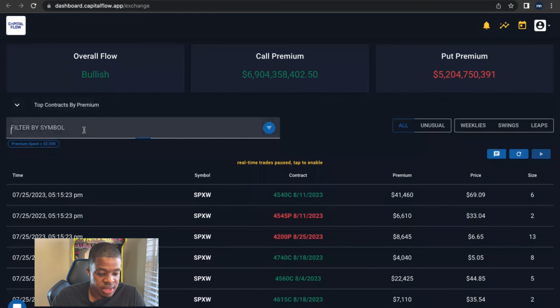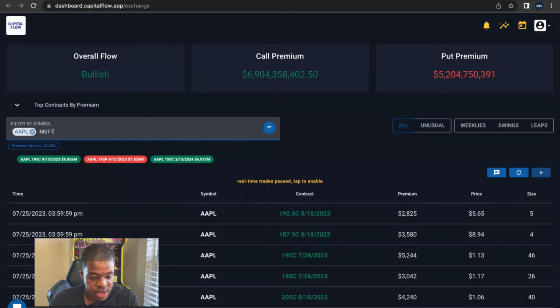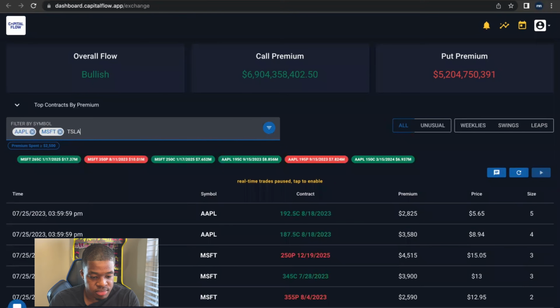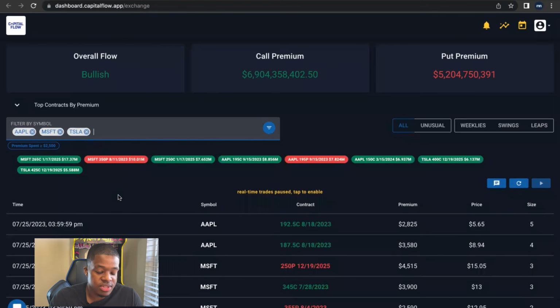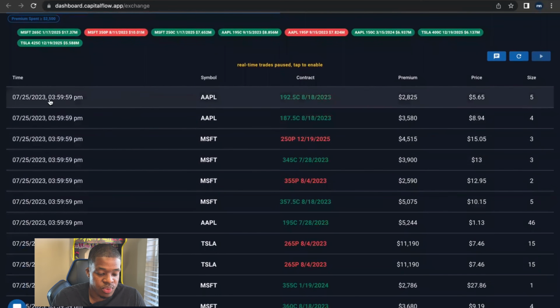So close that. Below there, we have the filter by symbol. So this is where you can actually search and watch names that you want to see the flow come in for in real time. So let's say you like to watch Apple, Microsoft, and Tesla, right? So now, if you scroll down, this is where the trades come in real time.